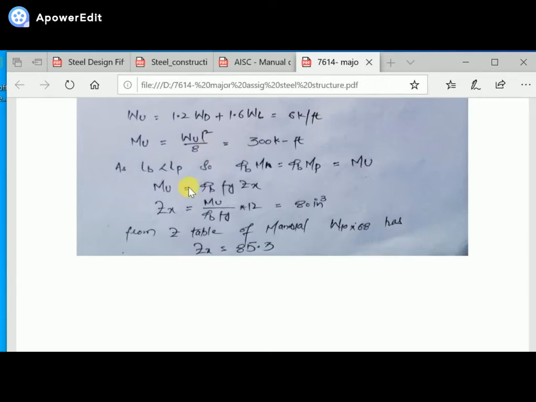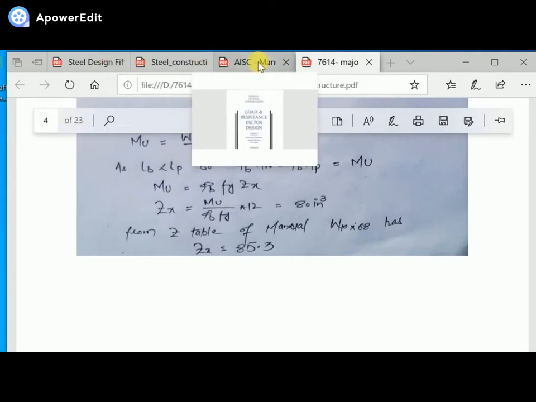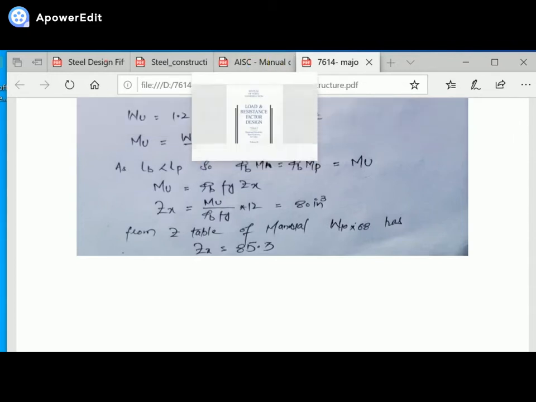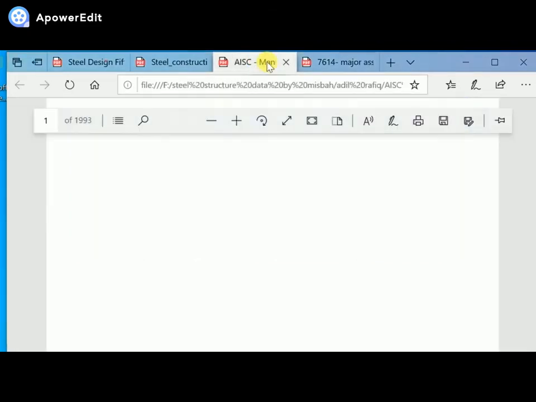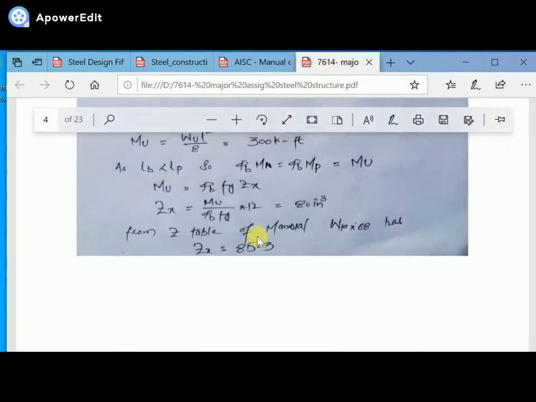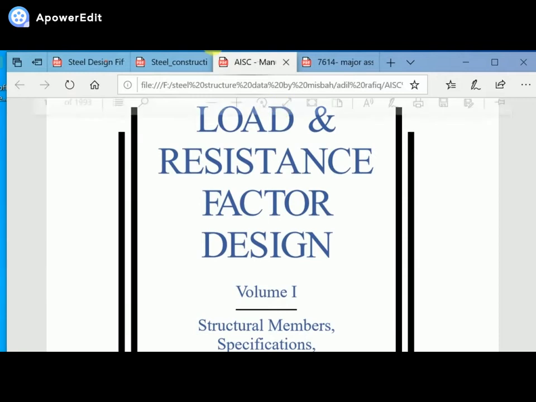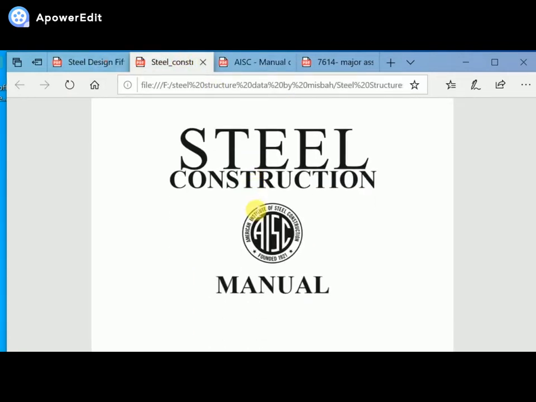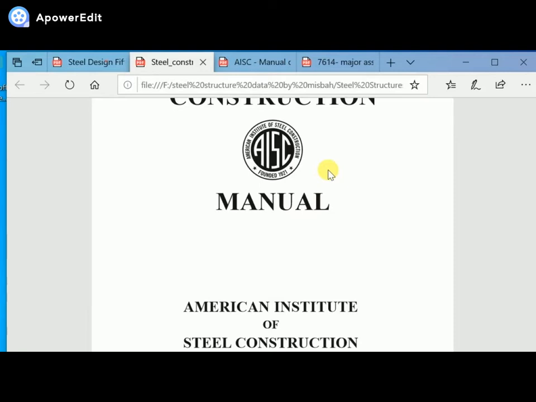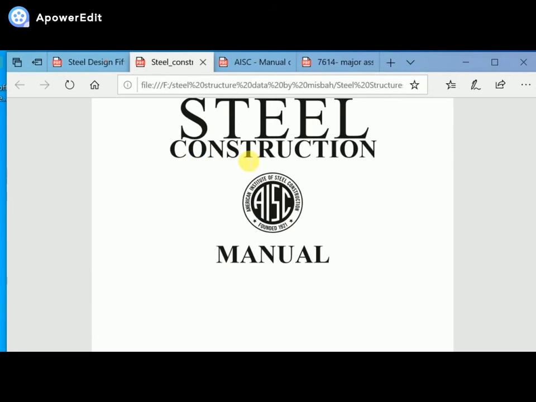Okay, now let me go to the steel, let me check where I'm working. So we come toward the LRFD manual, and we see what these conditions are. Let me show you, this is the manual of steel construction, the LRFD manual, and I have as well the AISC, that is the American Institute of Steel Construction. So I will use both these manuals.